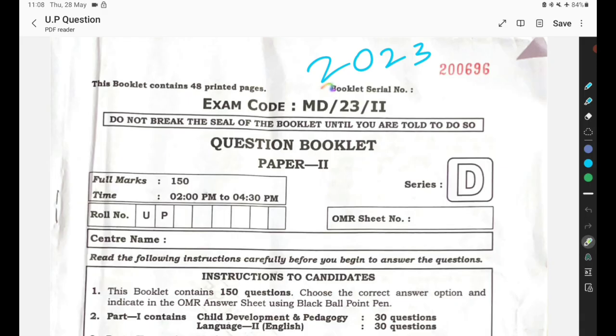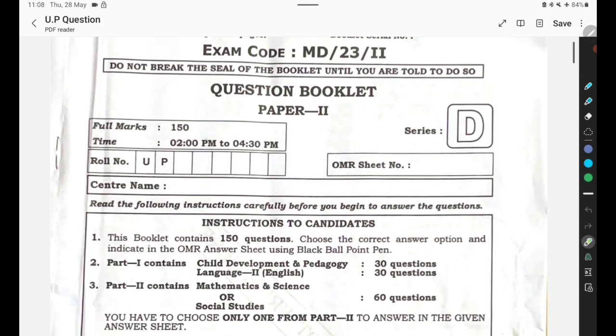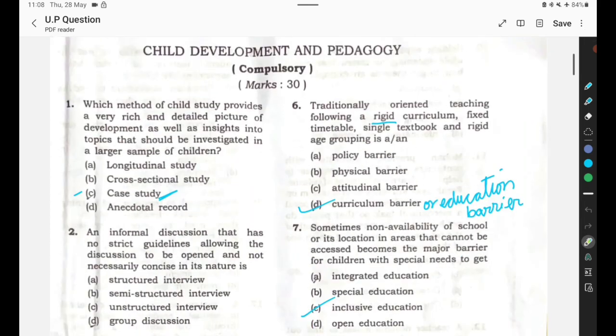For this first series I will be solving for UP, not LP. I'll be solving for UP, and this is the D series of 2023 questions. So without wasting any time, let us start with this series. Let us start with child development and pedagogy.